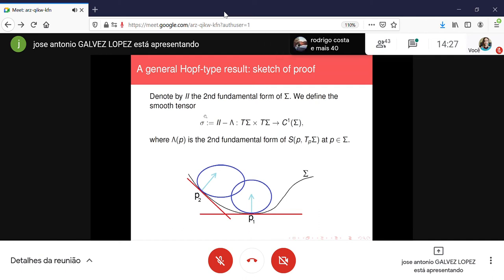For instance, what is this in the case of the classical Hopf theorem? For the classical Hopf theorem, we were considering the second fundamental form of the sphere minus the second fundamental form of the round spheres. In the case of the classical Hopf theorem, all the surfaces in the transitive family are in fact the same up to a translation. They are round spheres. So this term is the real part of the Hopf differential. But in general, for our class, we are considering this difference.